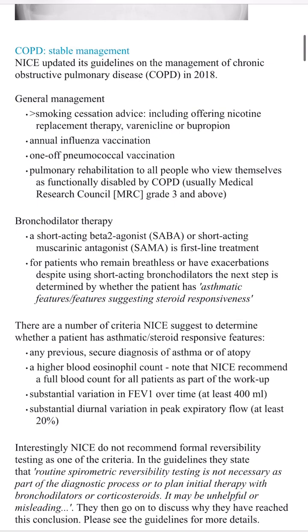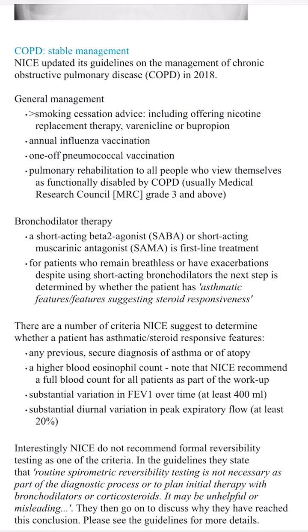Okay, so stable COPD management. NICE updated its guidelines on the management of chronic obstructive pulmonary disease in 2018. General management is smoking cessation: give smoking cessation advice, including offering nicotine replacement therapy, varenicline or bupropion. Offer annual influenza vaccination, one-off pneumococcal vaccination, and pulmonary rehabilitation to all people who view themselves as functionally disabled by COPD, usually Medical Research Council grade 3 and above.